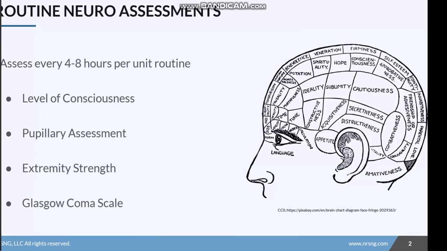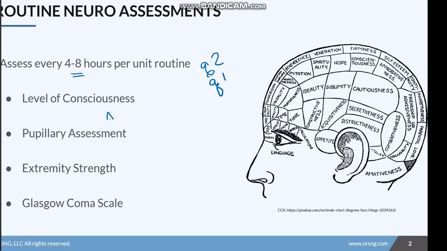Okay, so let's talk about what neuro assessments you're going to need to do on a routine basis. Now, every facility and unit may vary, but typically you're going to do these neuro assessments with every head to toe assessment, which could be every 4 to 8 hours. And you may also do them Q2 hours or even Q1, more often, depending on what's going on with your patient. So, the first thing you'll assess is level of consciousness.